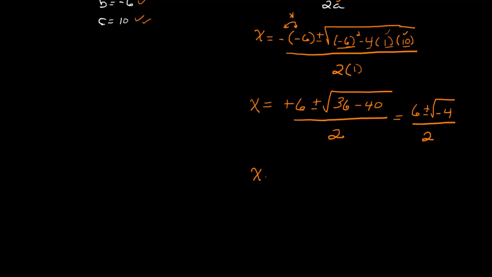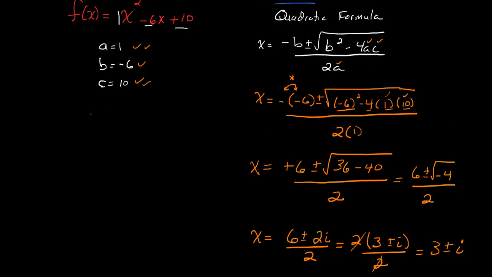If I want to simplify that further, I have 6 plus or minus the square root of negative 4. Going back to our imaginary numbers, that is 2 times i, because i is equal to the square root of negative 1, still all over 2. I'm going to factor out a 2 in the numerator, so I have 3 plus or minus i all over 2. Now my 2's cancel, so I get 3 plus or minus i. So in essence, this quadratic has a solution that exists at 3 plus i on the imaginary plane, and it also has a solution at 3 minus i.